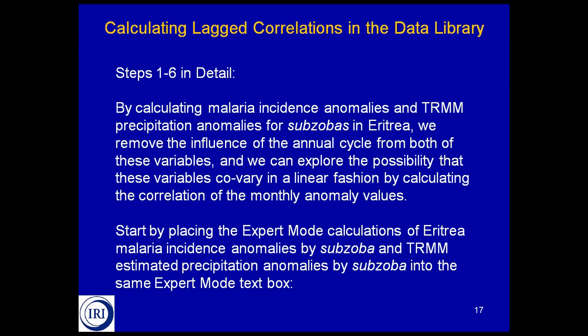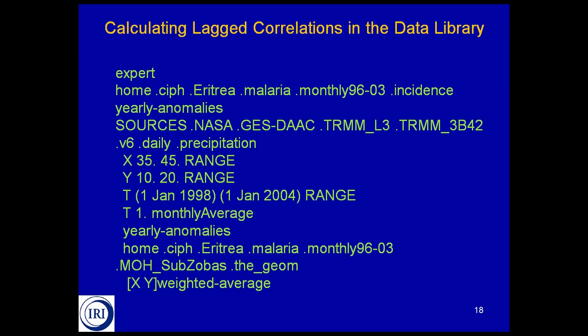So we'll start by placing the expert mode calculations of the Eritrea malaria incidence anomalies by subzoba and TRIM precipitation anomalies by subzoba into the same expert mode text box. And when you do so, this is what the set of commands in expert mode would look like. Here we select the malaria incidence values. We calculate their anomalies using yearly anomalies. Then we select the TRIM precipitation data, and we restrict that data to a region over Eritrea by using the X and Y range commands. We also restrict the TRIM data to the period January 1998 to January 2004, and we calculate monthly averages.